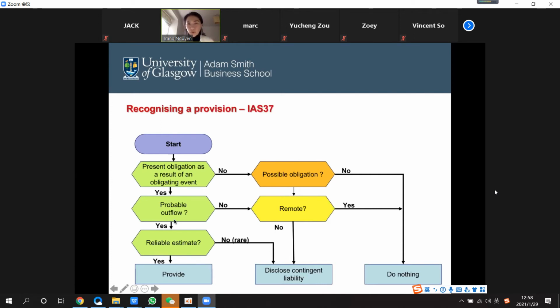So if it's probable that we need to pay and reliable, we need to provide a provision. But if it's a present obligation and we're not sure, we may still think that this may happen, so we can record it as a contingent liability. Another case is that this will happen at some point, but we're not sure whether we need to pay or not, or whether the estimation is reliable or not. Can record as contingent liability. Okay.